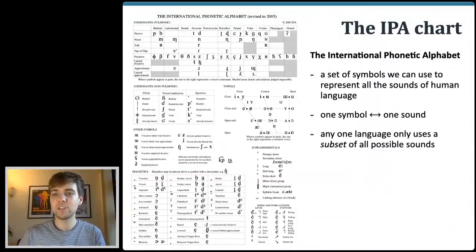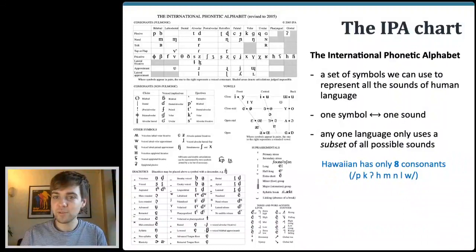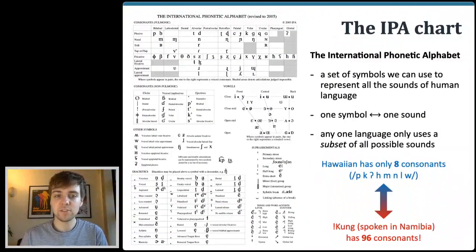No one language uses all of these sounds. They pick and choose what sounds to use in the language, and some languages use more than others. You have languages like Hawaiian, which only has 8 consonants, which really isn't a lot. Then you've got languages like !Kung, which is spoken in Namibia, which has 96 consonants. So a huge range there. English is somewhere in between.